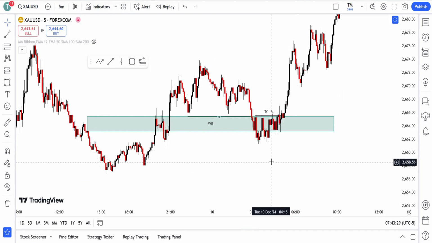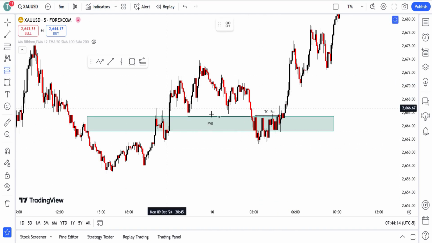Step 5. Look for market structure shift on the 5-minute chart. At around 4:30 a.m. New York time, we moved to the 5-minute chart to find the ideal entry. A market structure shift occurred when price broke above a key resistance level. This confirmed that the bullish trend was resuming and presented the perfect opportunity to enter the trade.